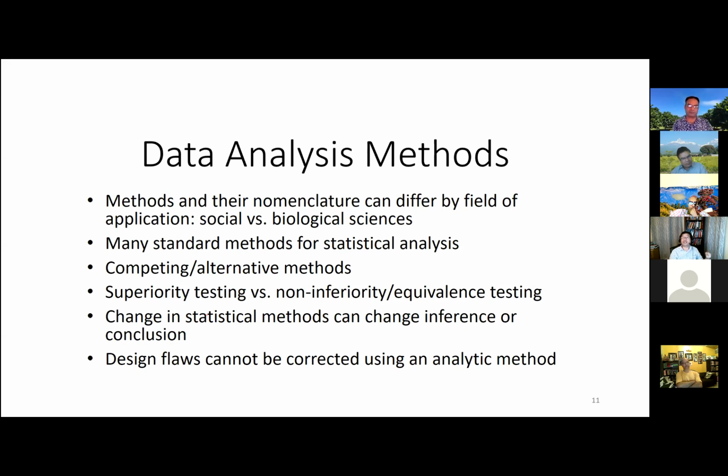What we do all the time is what is called superiority testing. So we want to always show variety A is better than variety B, or treatment A is inferior to treatment B, or something like that. We always want to see better or worse, superior or inferior. What is also possible is you can test for non-inferiority or equivalence.